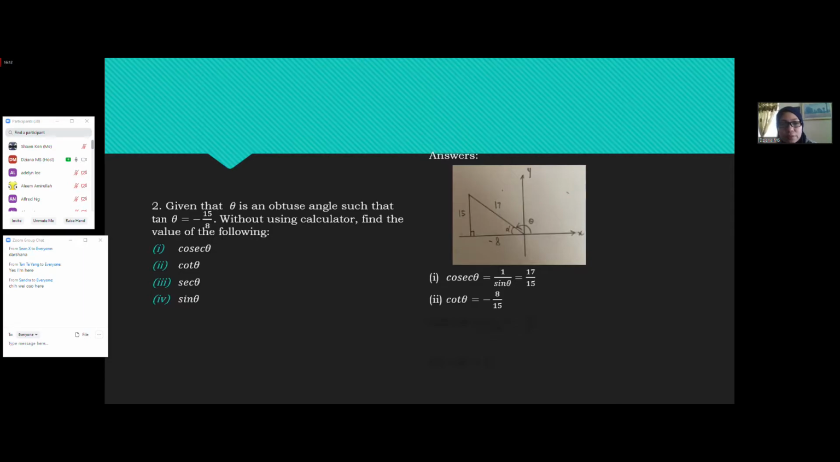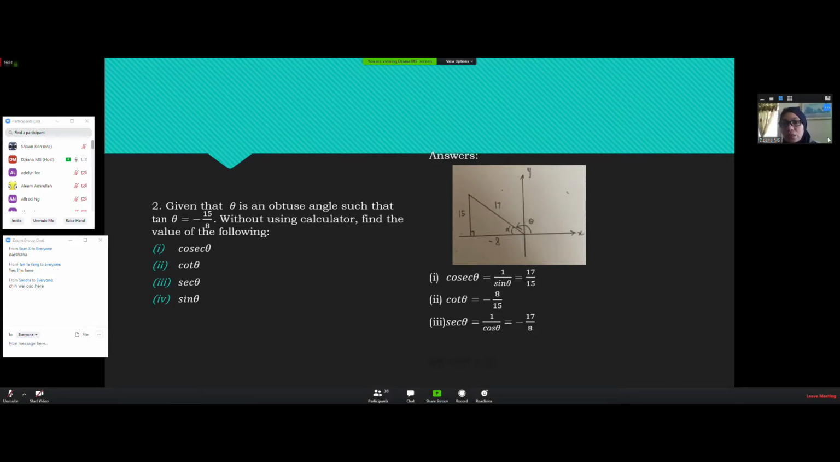Okay, secant, 1 over cos theta. Can someone give me the answer? Just scribble on the screen. Secant theta is negative 17 over 8. Secant is 1 over cos, and in the second quadrant, cos is negative. Let's check. Yes, correct. Very good. Negative 17 over 8, because secant is 1 over cos. Cos is adjacent over hypotenuse, and then you inverse it.